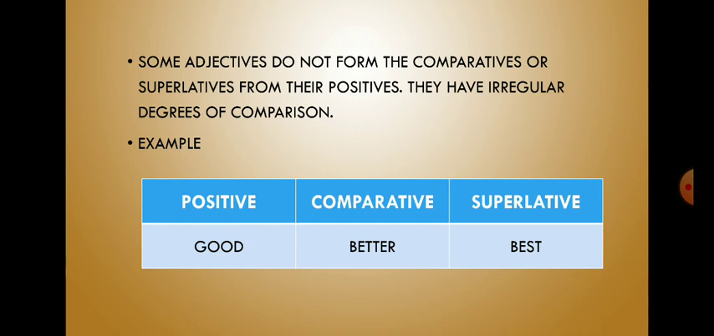There is no relation of better and best with the word good. It is not formed from the word good. Rather, it changes its form totally. So, they have irregular degrees of comparison. They have no relation to the word in positive to change it to its comparative and superlative.